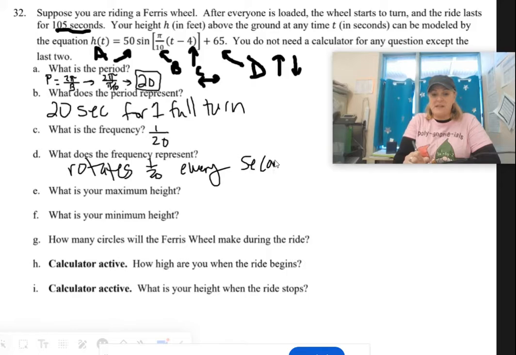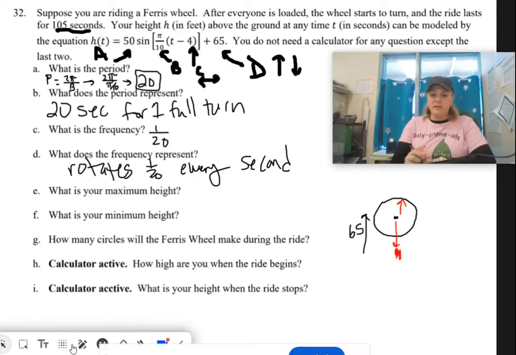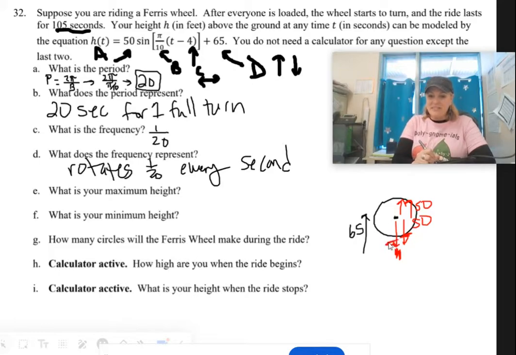What is your maximum height? So if you drew this, something like that, and this shift is up here, so that center is up 65. If the amplitude is 50, it goes down 50 to the edge of the Ferris wheel, and it goes up 50, but the center is at 65. There's this missing gap down here, so that would be 15. So from the ground to the Ferris wheel is 15 feet. So with the maximum height, you have 50 plus that 15, your maximum height would be 115 feet. And then the minimum height would be that 15 because that would be the lowest the Ferris wheel could get.